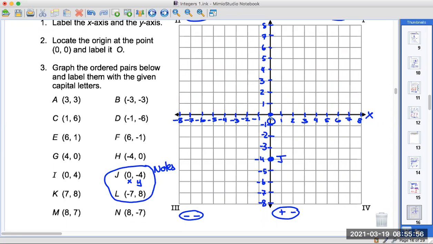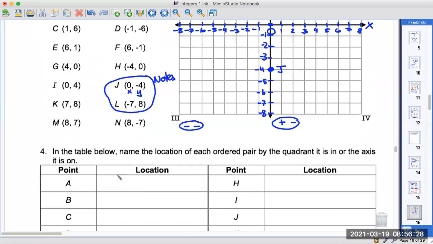So I located J, not moving at all on the x-axis, and then down 4. And then L started at 0, 0, then -7 on the x-axis, stop, and then up 8 on the y-axis. There's point L. Make your points nice and fat. And then the rest is up to you to find the location of these points, right? And here you're going to describe what the location is. Point A, the location is the quadrant number.